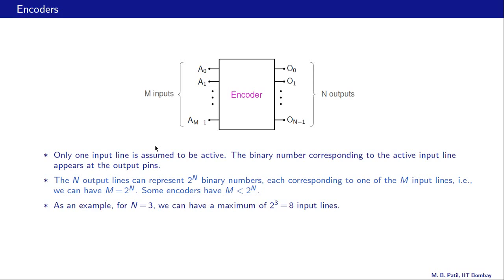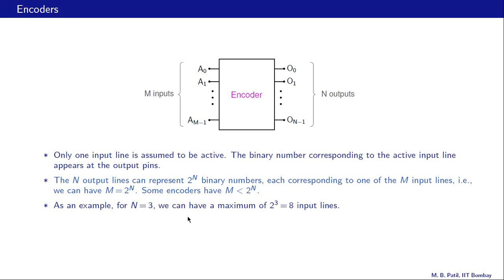Let us discuss encoders now. We have m inputs A0, A1 up to AM-1 and n outputs O0, O1 up to On-1. And this is how it works. Only one input line is assumed to be active. That means only one of these is active, all others are inactive. And then the binary number corresponding to that active input line appears at the output pins over here.